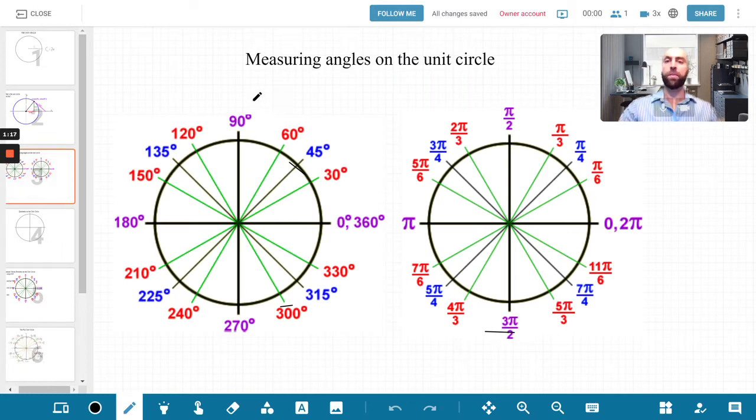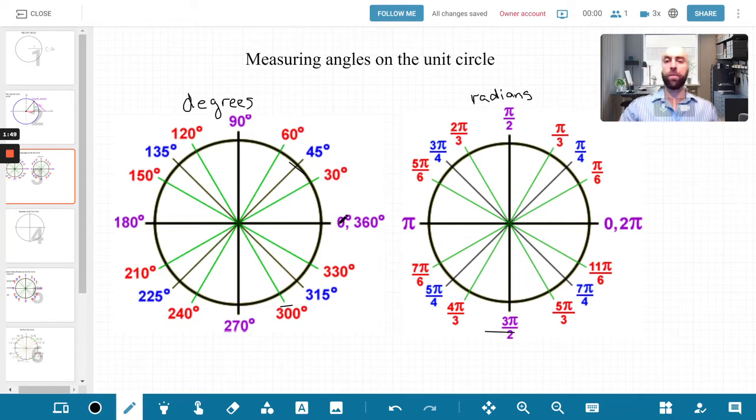When dealing with the unit circle, we use a different system of measurement than what you're used to. If we call this degrees, then this would be the radians. And as you can see here, just like a circle has 360 degrees, it has 2 pi radians, the same as the distance of the circumference.